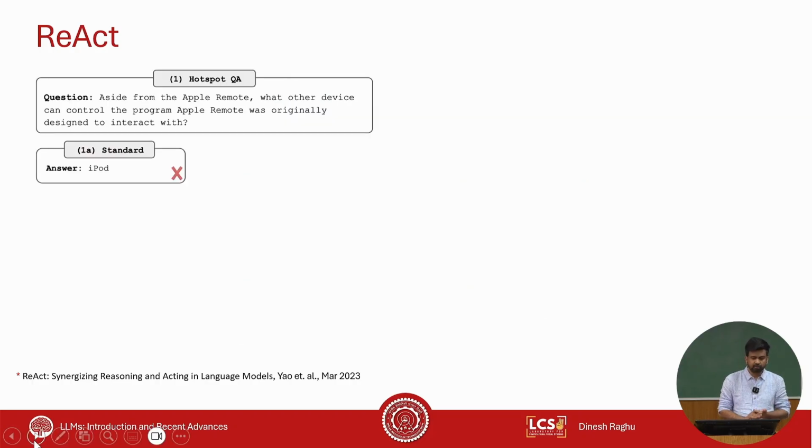So let's see how standard techniques work. Let's take this example: aside from Apple Remote, what other device can control the program Apple Remote was originally designed to interact with? Again, this is a multi-hop question. First, you will have to answer the question, what is the program for which Apple Remote was originally designed? And then once you know the answer, you need to figure out what other devices can control that particular program, and then give out the other option, right?